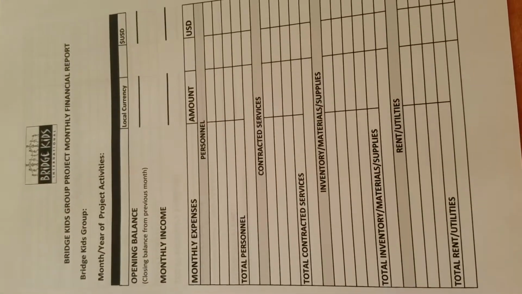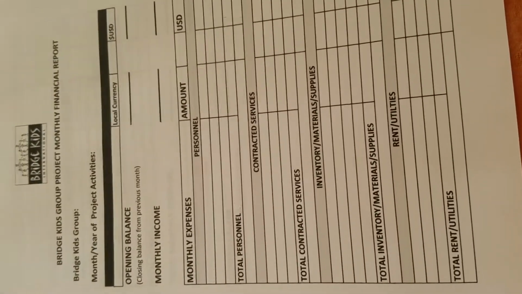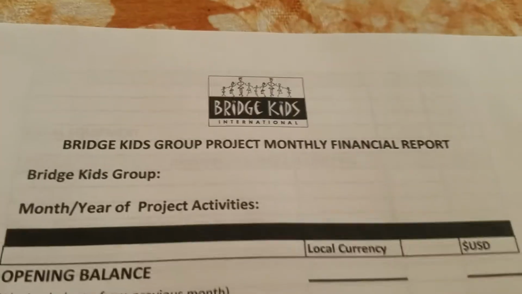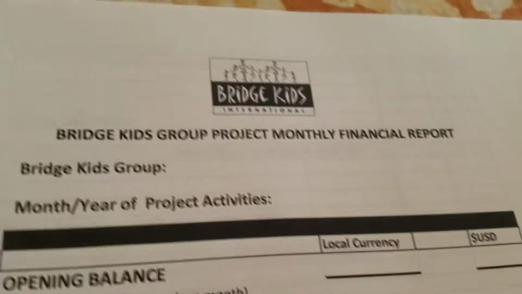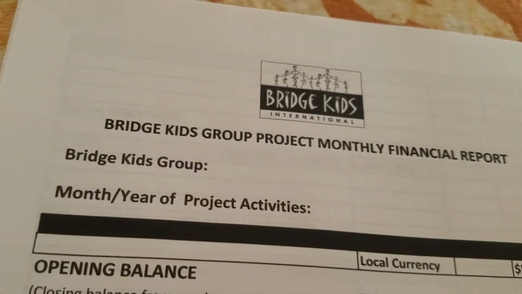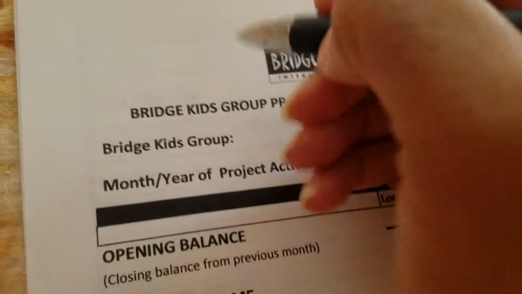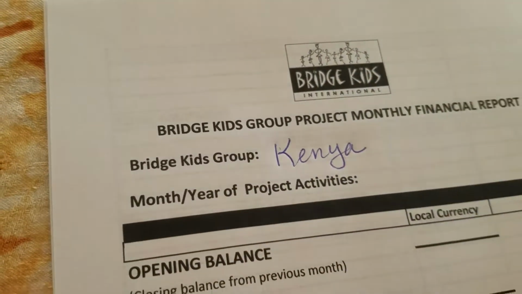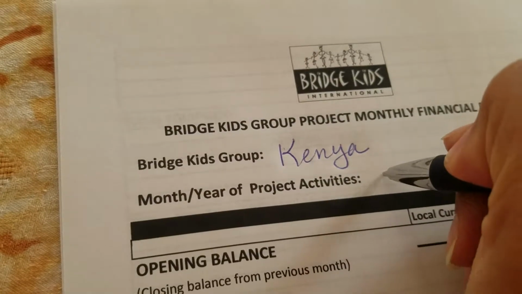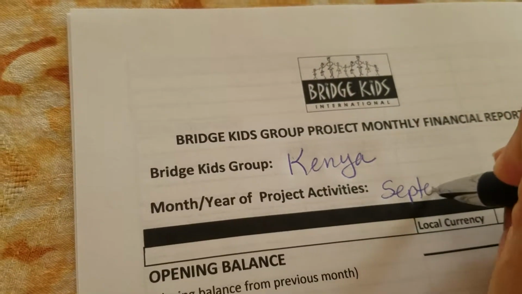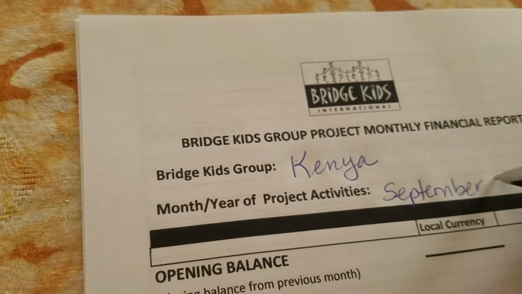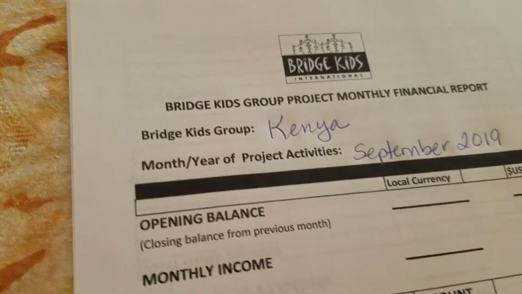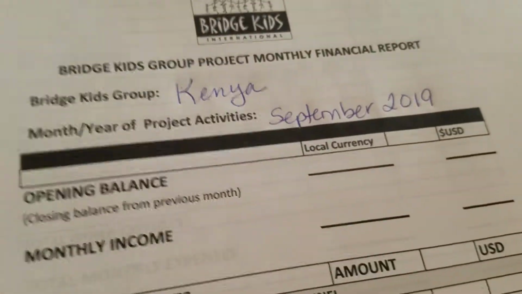Now the figures that I'm using are just an example. They're not real, but it should hopefully be helpful in demonstrating what we're talking about. So say, for instance, this is the Bridge Kids group in Kenya, and the month of our activities is September 2019, okay? So this is from September 1st to September 30th.